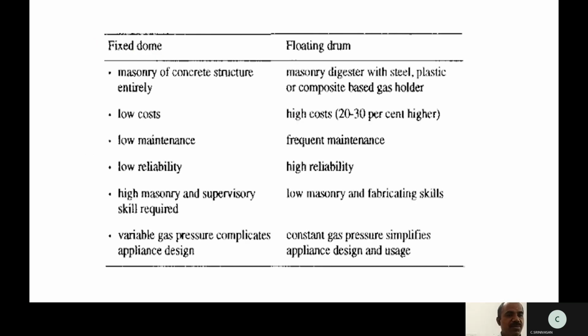Now we differentiate the fixed dome and the floating drum plant. The fixed dome plant is entirely a concrete structure. The floating drum plant is a steel plant. The fixed dome has a low cost, while the steel plant has a higher cost. The fixed dome has lower maintenance, but the floating drum needs frequent maintenance. The fixed dome has a lower liability, the floating drum a higher liability. The floating drum needs high maintenance and supervised skill, while the fixed dome needs fabricating skills and low maintenance.